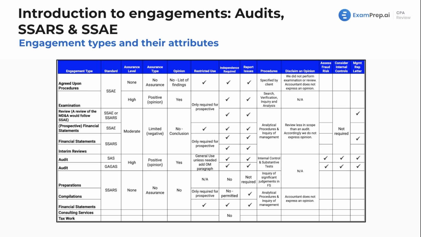Now, here we go. We've got our engagement types again, just to look through all of these. Again, memorize what sort of standards they need to follow. That's going to be critical. Look for the assurance level that you need to provide for each, the assurance type. Are you going to provide an opinion, or are you going to provide a listing of findings? And this graphic we see will appear throughout the different lessons as we get to each type of engagement.